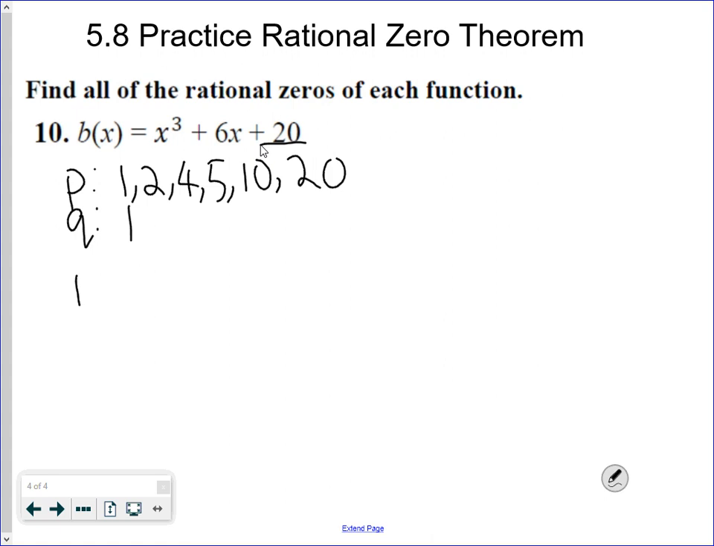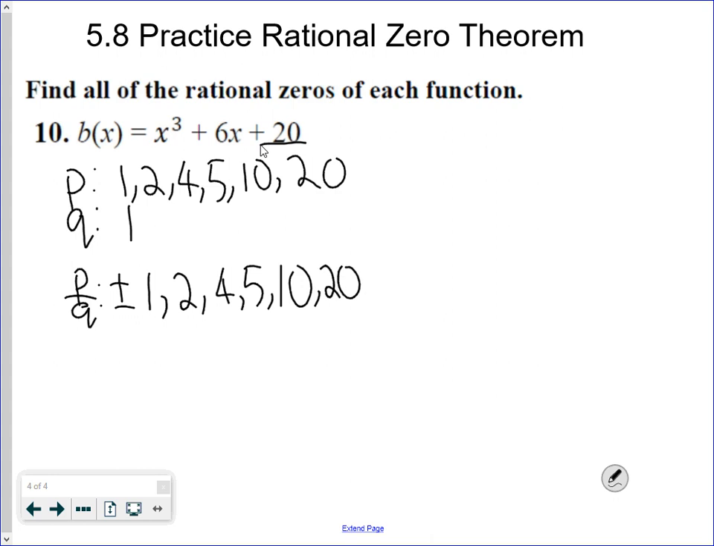So my p over q possibilities are plus or minus all of my p values, because everything's over 1. So 1 over 1 would be 1, for example. 2 over 1 is 2. 4 over 1 is 4. 5 over 1 is 5. Okay. So remember, it's plus or minus each of these values.